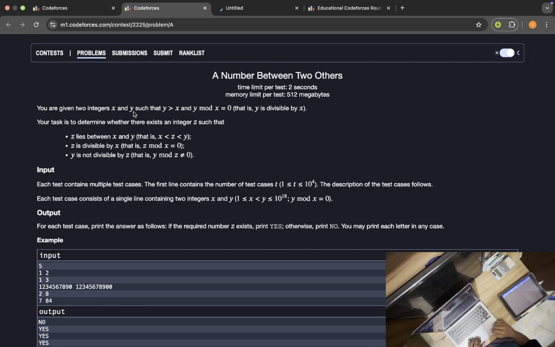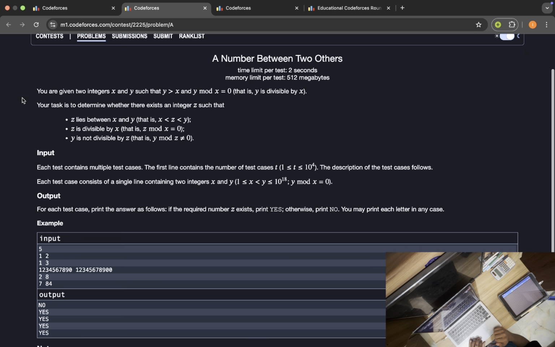Okay, you are given two integers x and y such that y is greater than x and y mod x equals 0. Okay, y is divisible by x. Your task is to determine whether there exists an integer z such that z lies between x and y, z is divisible by x, and y is not divisible by z.